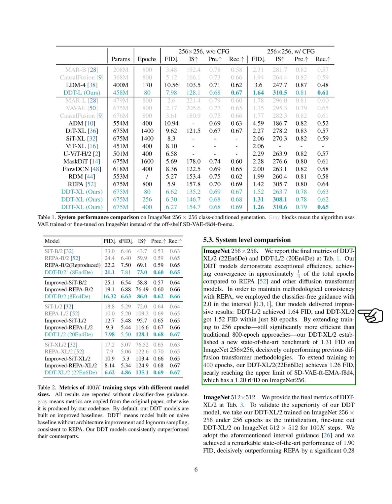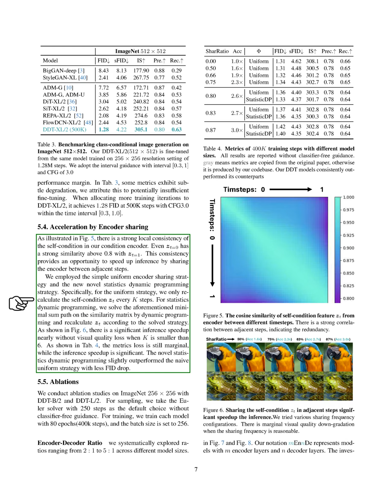Lastly, we explored acceleration through encoder sharing. Our findings indicate strong local consistency in the self-similarity of our encoder. Even the initial state shows high similarity with the next state. This consistency allows us to speed up inference by sharing the encoder between adjacent steps.